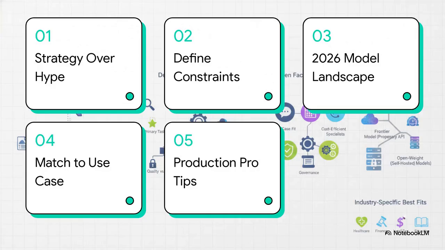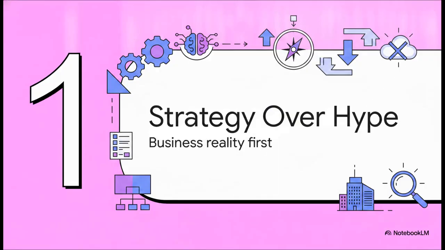So here's our step-by-step buyer's journey for today. We'll be looking at strategy over hype, defining your constraints, the 2026 model landscape, matching model to use case, and finally, some pro tips for production. Let's get into it. Starting with phase one, strategy over hype.